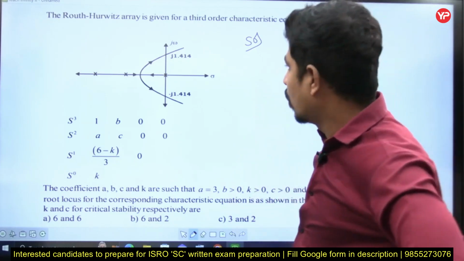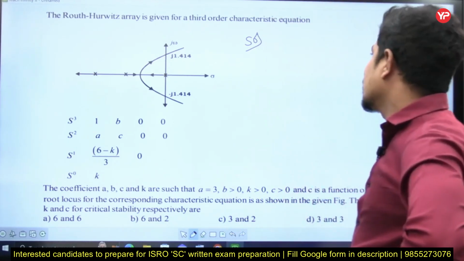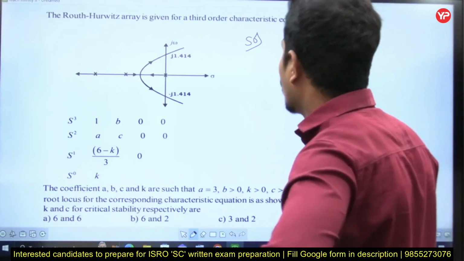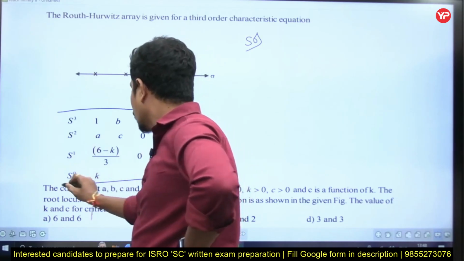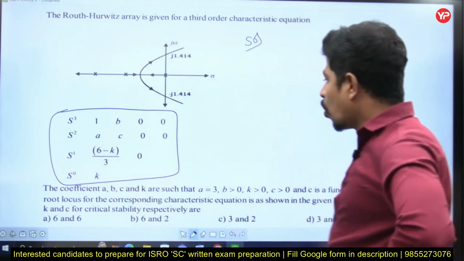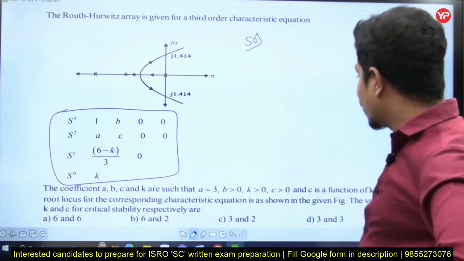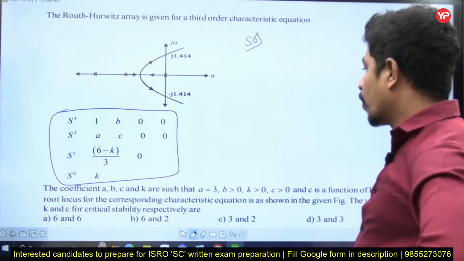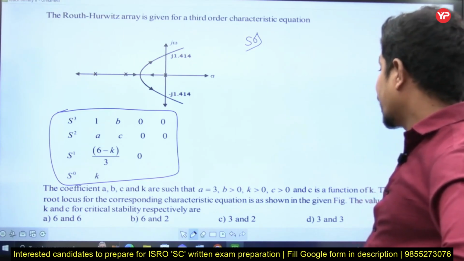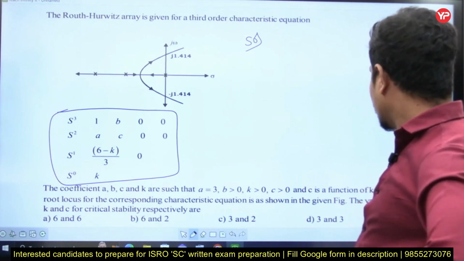With both the ways I can solve. Observe it. He's saying that the Routh-Hurwitz array is given for a third order characteristic equation. Okay, this is the Routh array. Now he's saying that the coefficients A, B, C and K are such that A is equal to 3, B greater than 0, K greater than 0, C greater than 0, and C is a function of K. The root locus of the corresponding characteristic equation is as shown in the given figure.